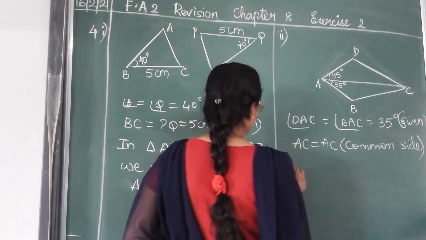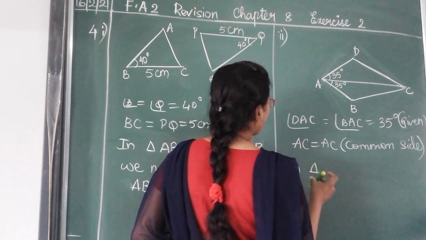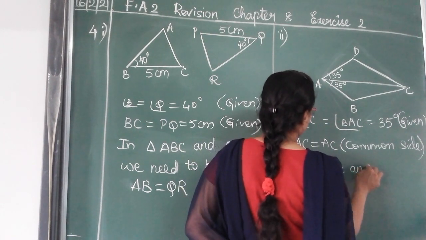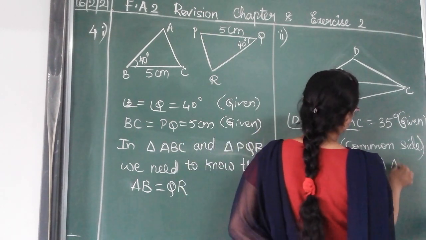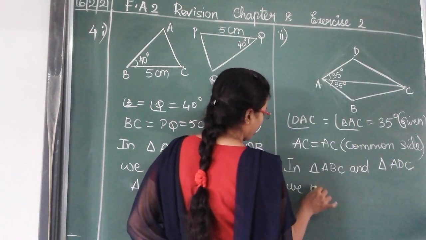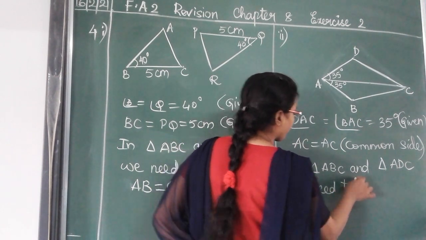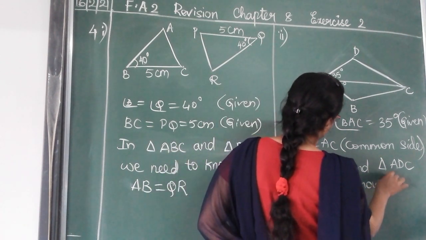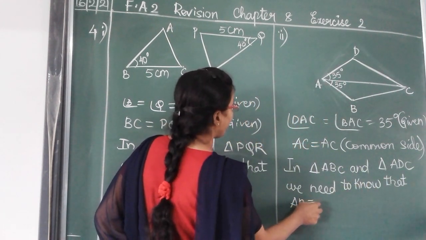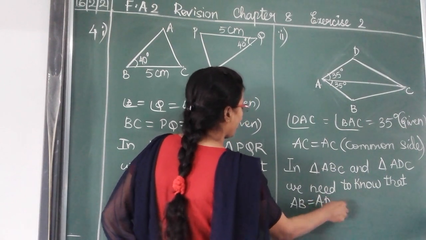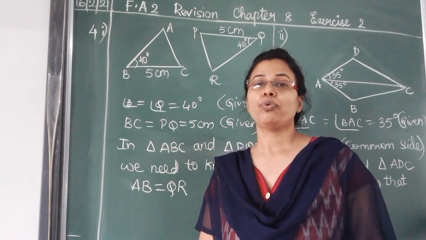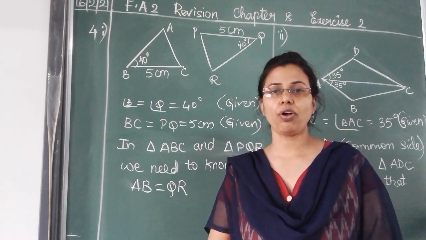So here the first triangle is ABC and the other is triangle ADC. We need to know that AB is equal to AD. This has to be given in the question, which is not there. So because of that, we cannot tell that the two triangles are congruent.